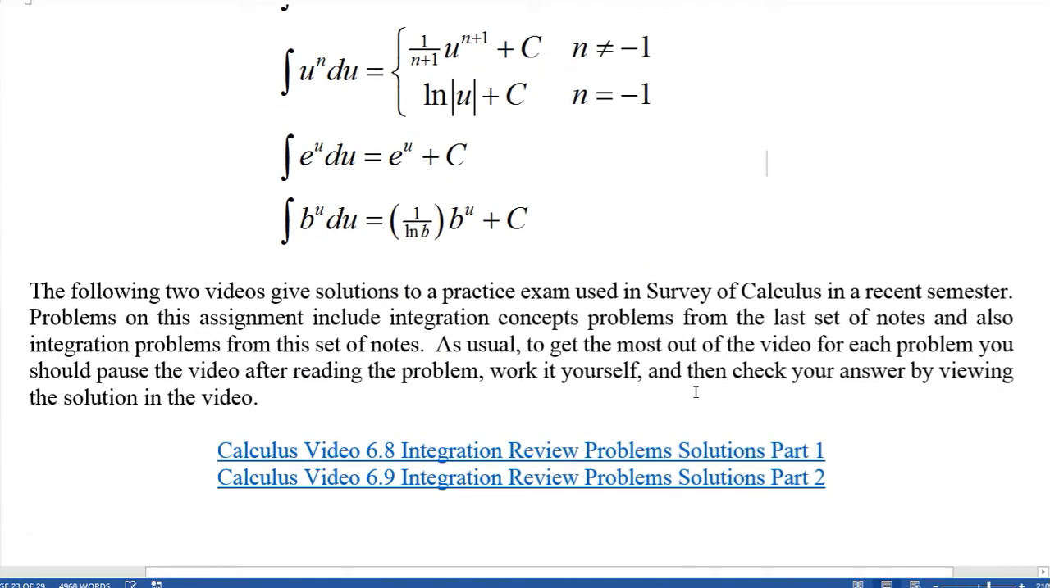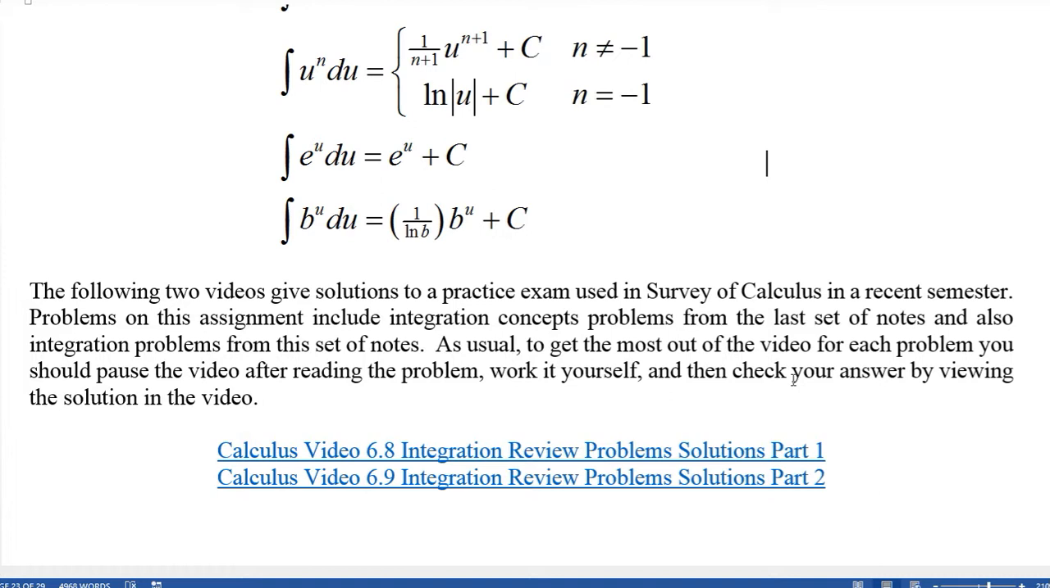Now, in fact, I have a couple of videos after this that are going to be my next two in my list, and these are videos going over solutions to a practice test that I used in Survey of Calculus a few semesters back. And these problems deal with some stuff from our last unit or our last playlist, where we were talking about concepts of integration and definite integrals. They also have problems dealing with what we're doing in this playlist with finding antiderivatives and using those to find definite integrals using the fundamental theorem of calculus.